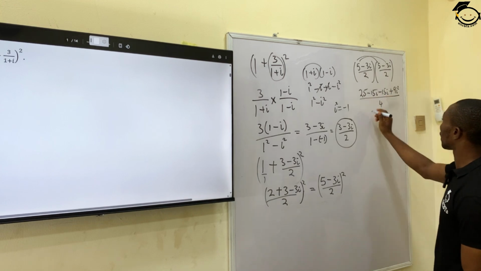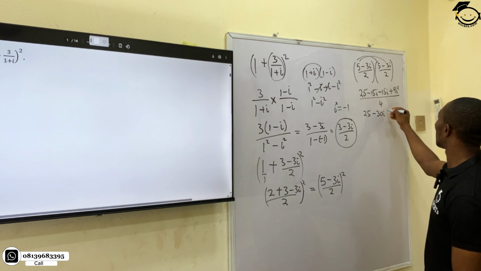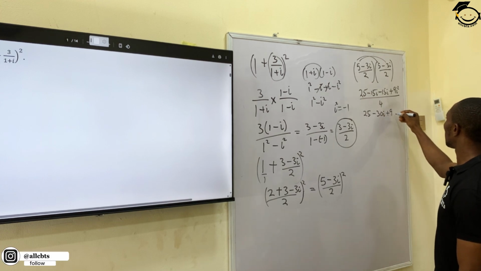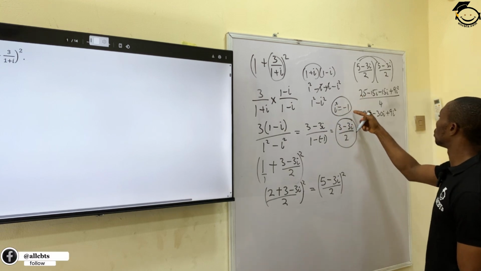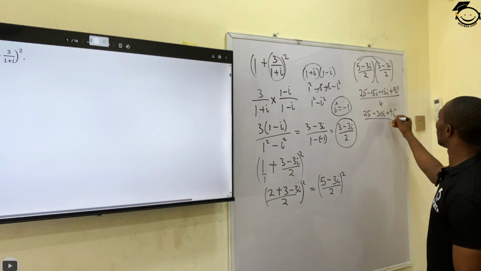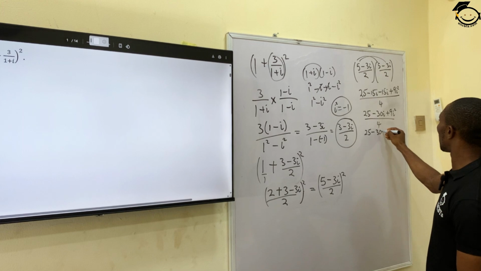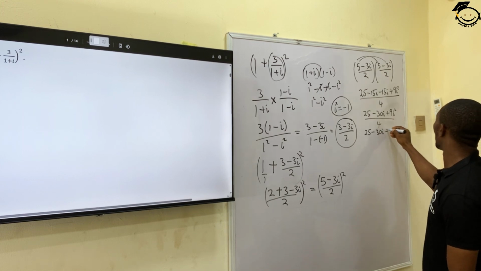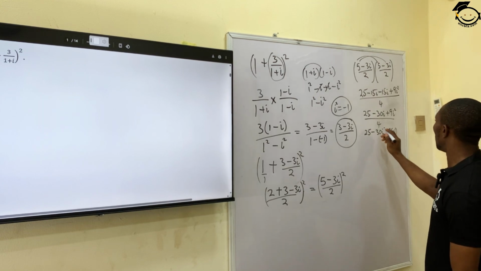Okay, collecting our like terms, we are having 25 minus 30i plus 9i squared. But recall that our i squared equals minus 1. So substituting it here, this becomes all over 4. So this becomes 25 minus 30i plus 9 times minus 1, so this will give us a minus 9.